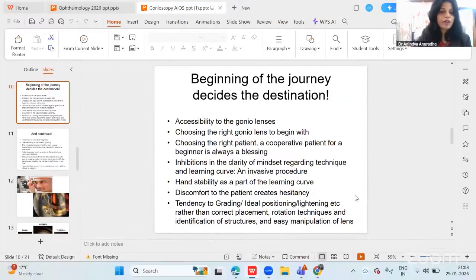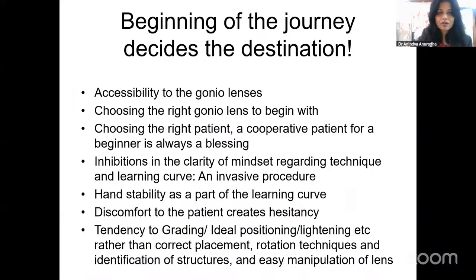One is accessibility to the gonio lens. In that case, I'll suggest sharing the gonio lens and purchasing your own. Choosing the right gonio lens to begin with, like the 2 mirror, is easier for beginners. Choosing the right patient: the eye should not be too deep. Slightly protruding eyes will help, especially myopics, and a cooperative patient. Then there is inhibition, and clarity of the mindset regarding the technique and the learning curve.